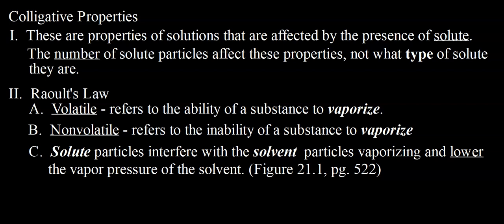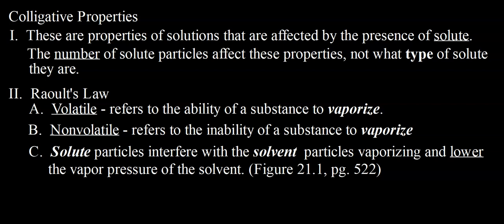We're going to start off our discussion with changes to vapor pressure, as we'll see in just a minute. It says in the notes, these are properties of solutions that are affected by the presence of solute. What's important to understand is that it is the number of solute particles that we need to look at and not the particular type of solute. There is one exception to this. We'll talk about the difference between a molecular solute and an ionic solute. But if you have two different ionic solutes, chances are the properties of their solutions, if you dissolve them in water, will be the same. A little different, as we'll see later on.